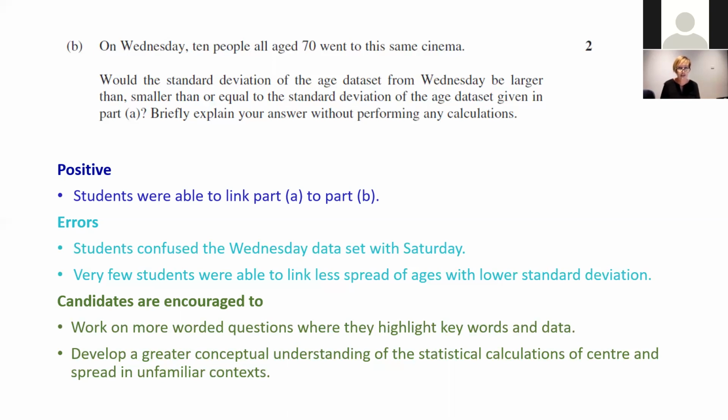One of the things with this is that students thought that the standard deviation would be much higher because the ages of the people were all 70. So they were confusing mean there with standard deviation. The question also says, explain your answer without performing any calculations. And I think we could do more work in our classes on those sorts of questions.